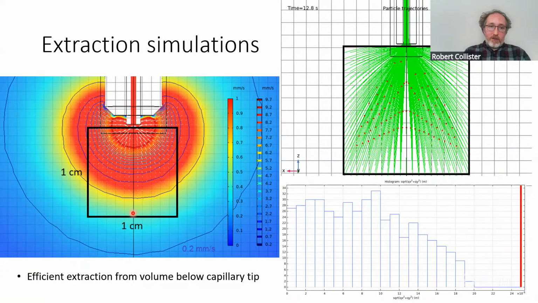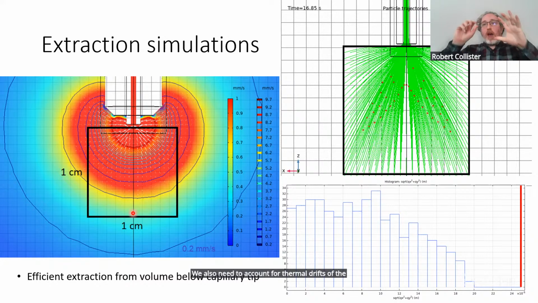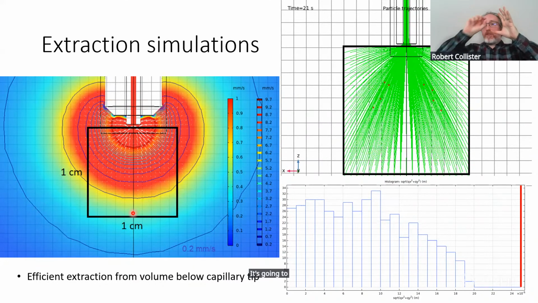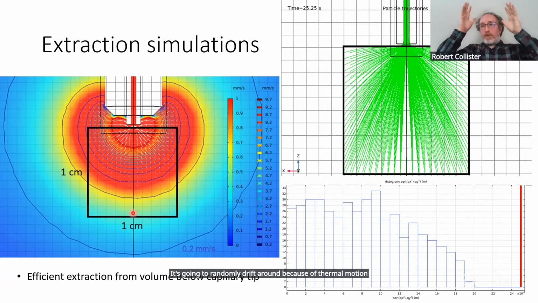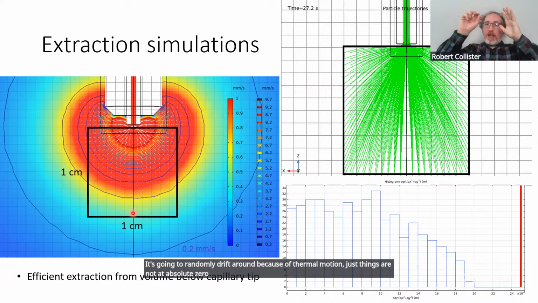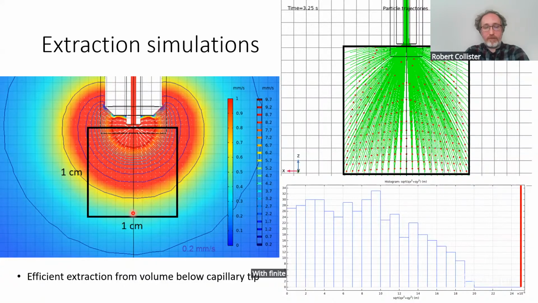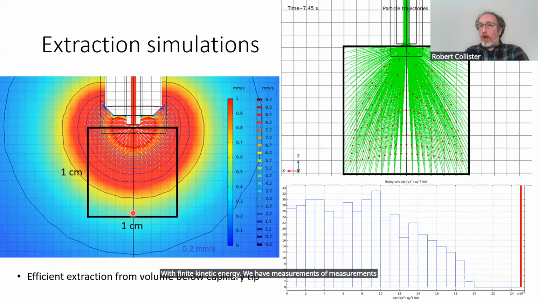We also need to account for thermal drifts of the ion. If you have an ion just sitting in a bath, it's going to randomly drift around because of thermal motion. Things are not at absolute zero, things are not all frozen in place. It's going to bounce around off the xenons as they're also bouncing around with finite kinetic energy. We have measurements of about how big this effect is from EXO-200.